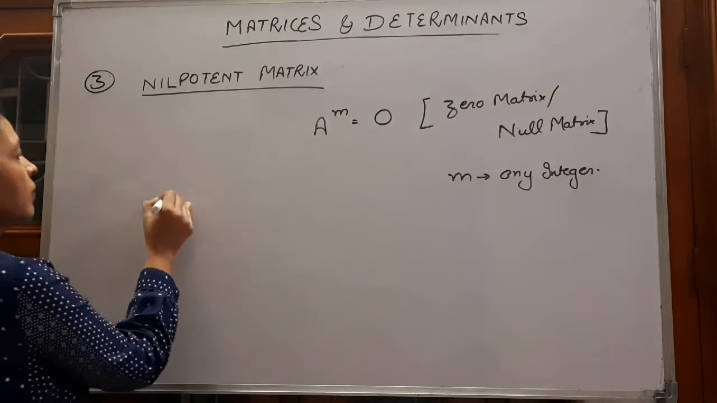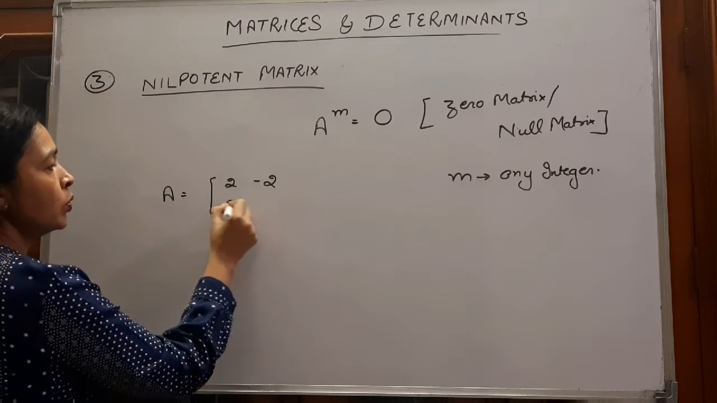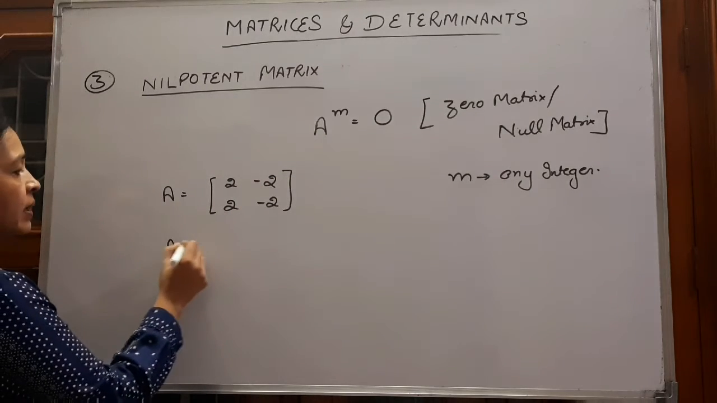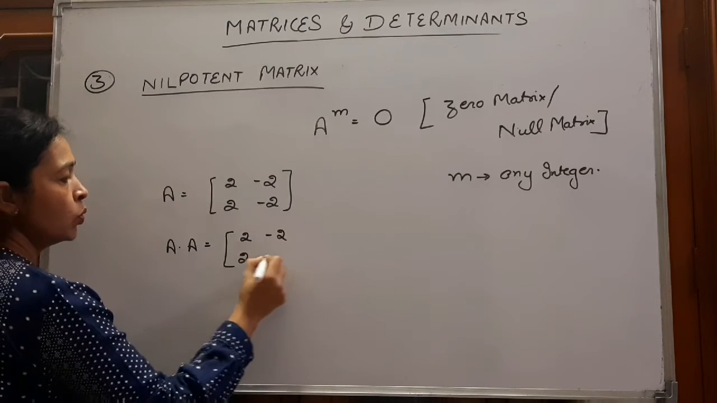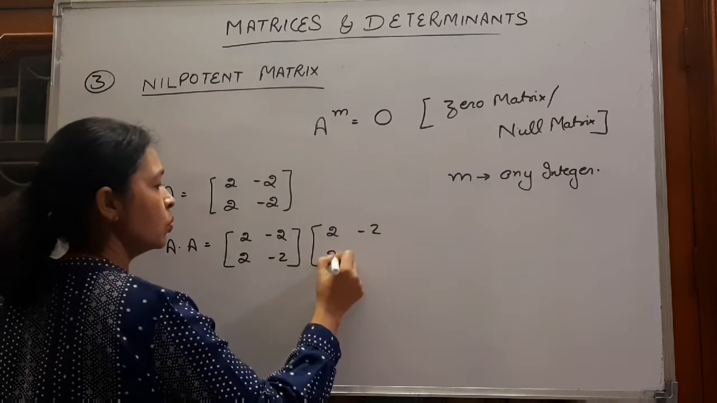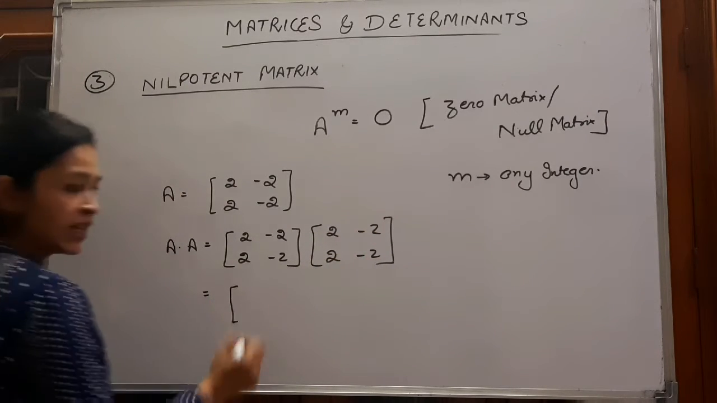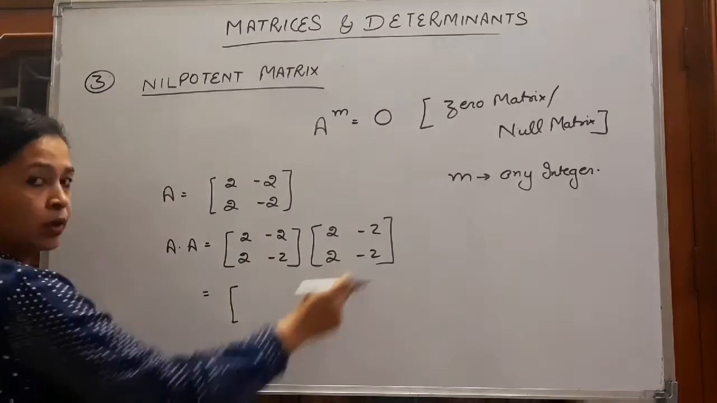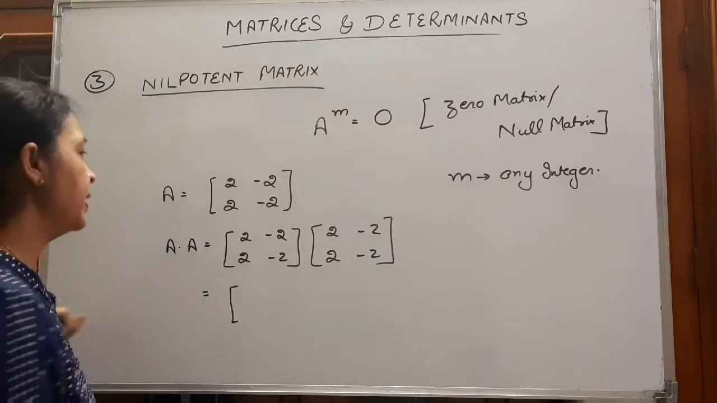For example, we have a matrix A. This is 2, minus 2, 2, minus 2. If we multiply A with A, we will have 2, minus 2, 2, minus 2 into 2, minus 2, 2, minus 2. On multiplication, multiplication is defined because order is 2 by 2, here also 2 by 2. The column of first is equal to the row of second.